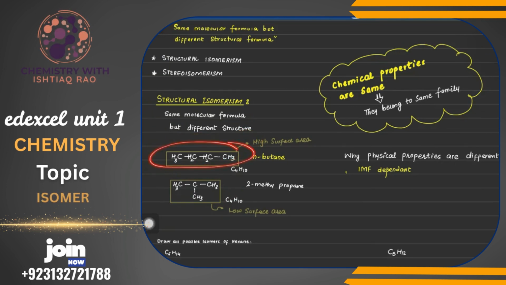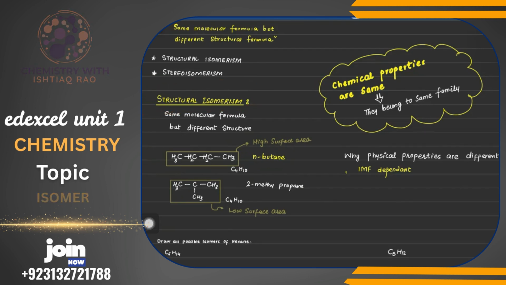But the formula is same, C4H10, again C4H10. Name is also different. It's N-butane. N means normal butane, like a normal chain structure. And it's called 2-methyl propane. Name is different, but molecular formula is same. Structure is different, so they are called isomers of each other. Okay, that's known as structural isomerism.